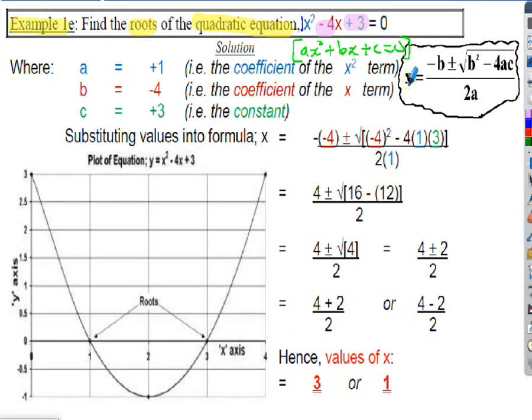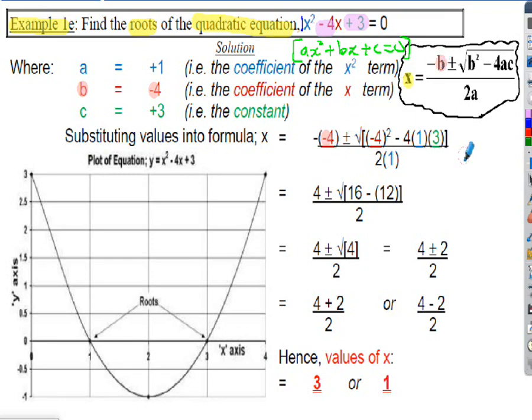I repeated the equation here on the right hand side for x. So x is equal to negative b plus or minus the square root of b squared minus 4ac, all divided by 2a. What I'm going to do now is insert the values of a, b and c into the equation. So the equation starts with negative b, and b in this case, notice, is negative 4, so I'm going to start with a double negative here. I've got a negative b, that's negative a negative 4.